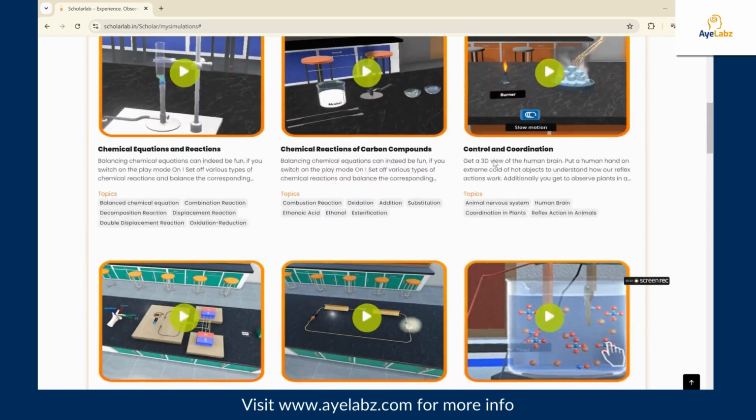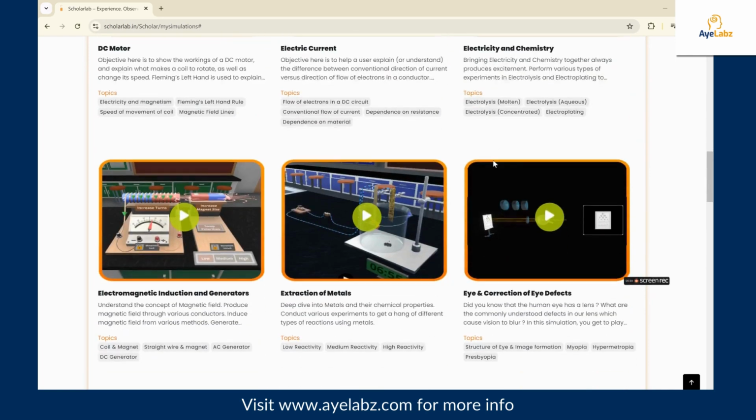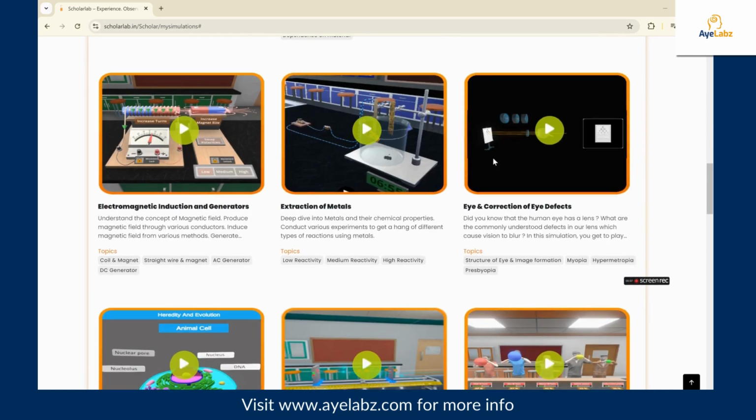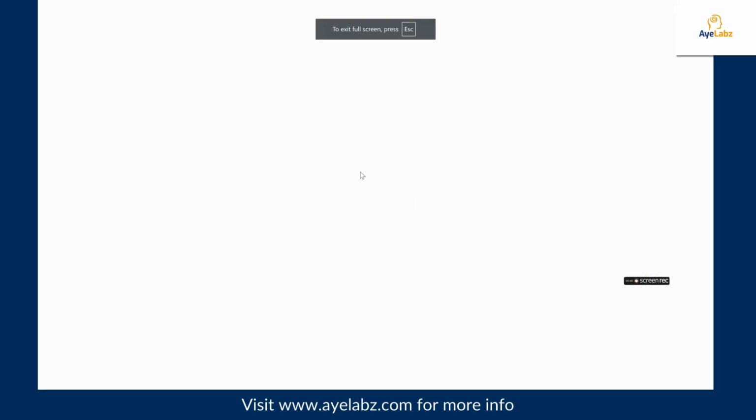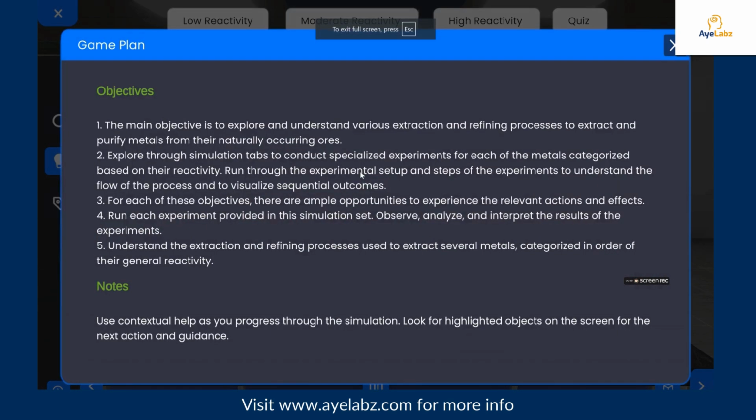Let's explore an exciting chemistry simulation focused on extracting metals from their ores based on their reactivity. Let me open the extraction of metal simulation for you. Let's start with the game plan or objective of this simulation, which is to explore and understand various extraction and refining processes to extract and purify metals from their naturally occurring ores.